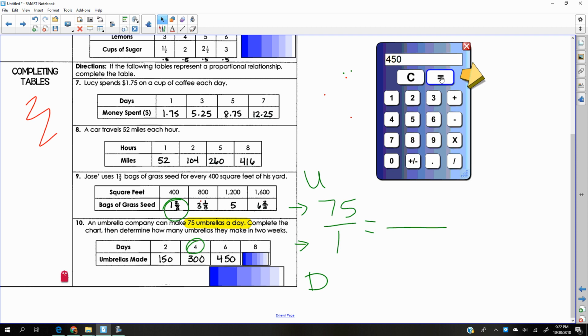So you're going to multiply 6 times 75, 75 times 6, and we get 450. And then finally, 8 days. So we're going to put the 8 down here. We need to figure out how many umbrellas they're going to make in 8 days. So 75 times 8 equals 600. And of course, you divide it by 1, which is what's left over.